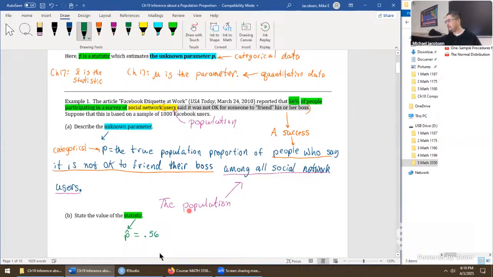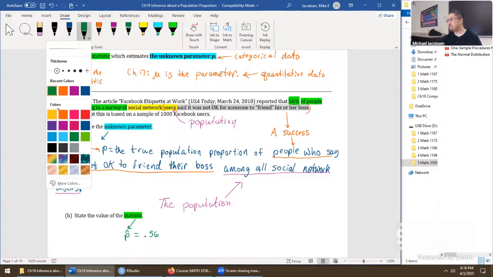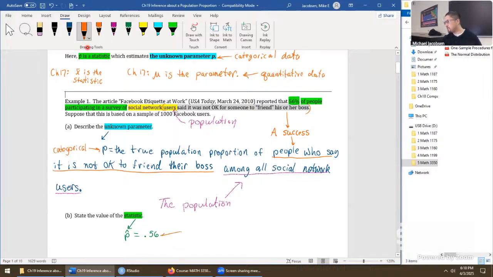0.56. And notice I did make a big change. We had this in percentage form. I definitely would accept it for full credit if you wrote it as a percent down here. It's just a unit change, really. But it's a good idea to make that a decimal, because in all formulas, p hat is a decimal.